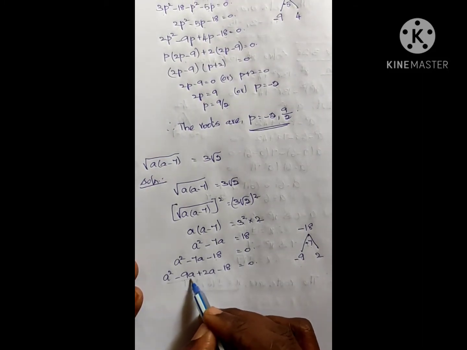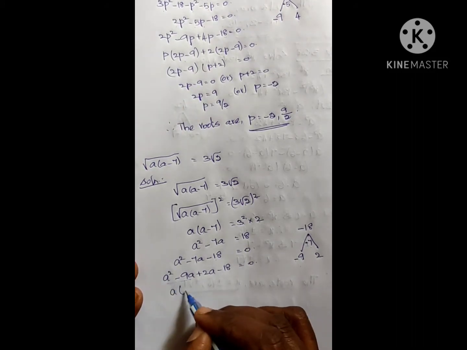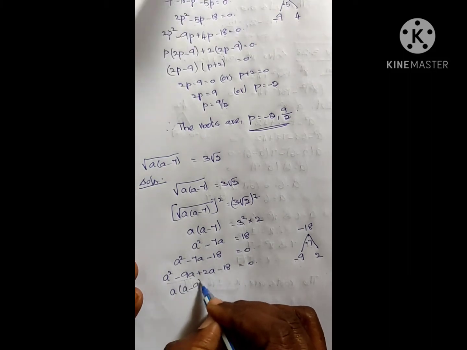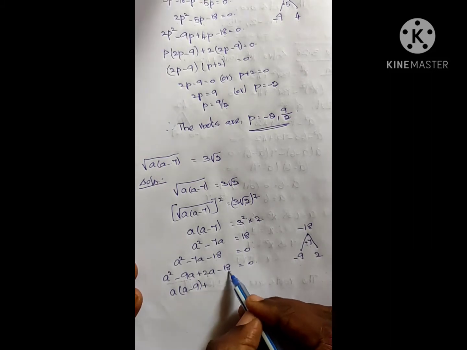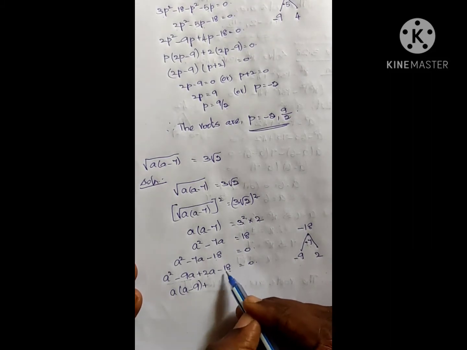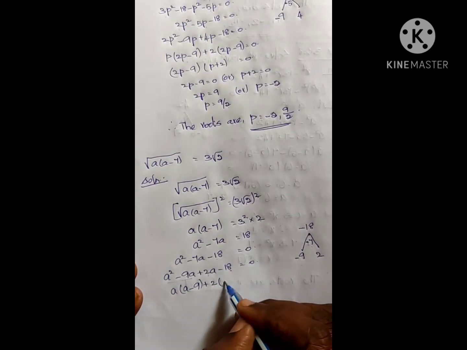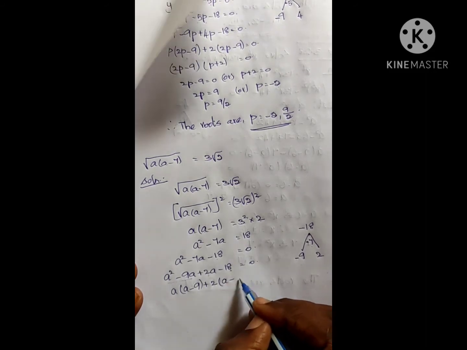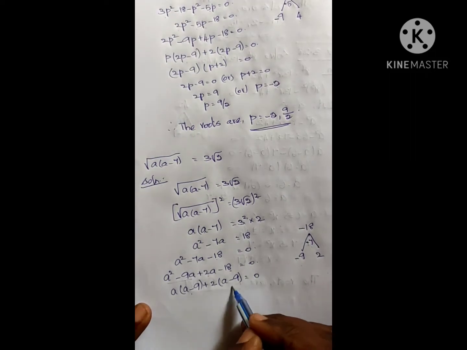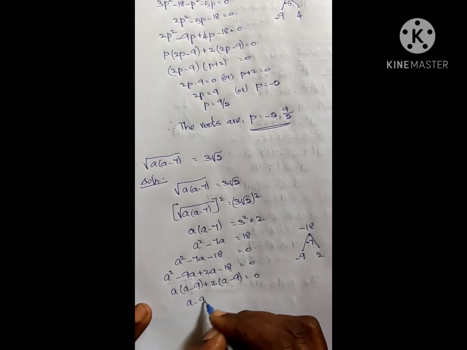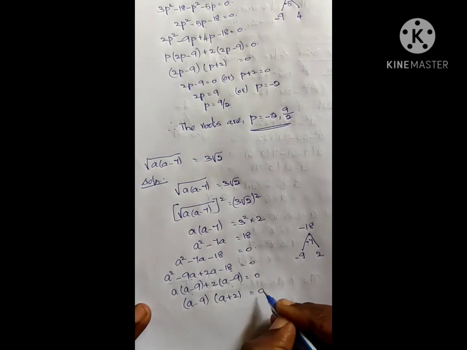Now from the first two terms we will take a outside. So a into a minus 9 plus, then from these two terms, see here 2 1s are 2, 2 9s are 18. Both are multiples of 2, so we will take 2 outside. So 2 into a minus 9, this is 2 9s are 18, so minus 9, equal to 0. So now we take a minus 9 outside. So a minus 9 into a plus 2 equal to 0.